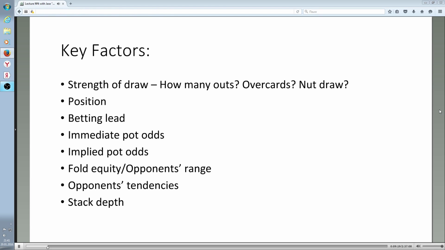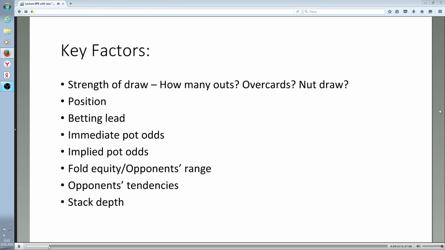And I will break this down on future slides too, but we want to think about the immediate pot odds, so the direct odds we have to call a bet, and then of course implied pot odds, which are the odds that we can potentially win on future streets. Of course, we want to think about our opponent's range, whether or not we have fold equity, or how much fold equity we might have given the opponent's range, the board texture, and I guess the amount of chips at play.